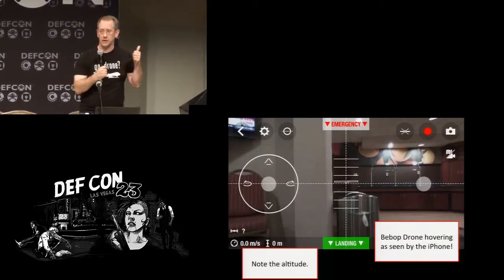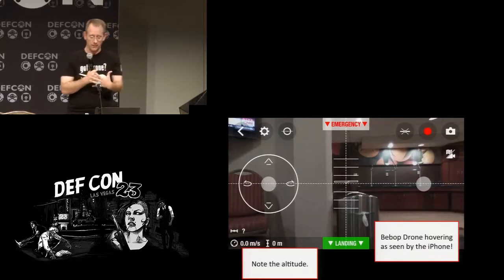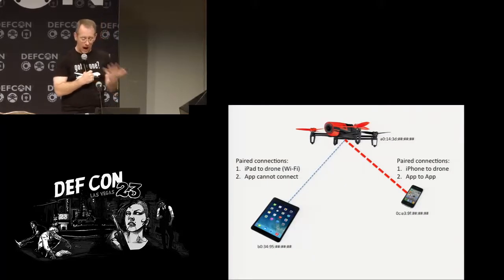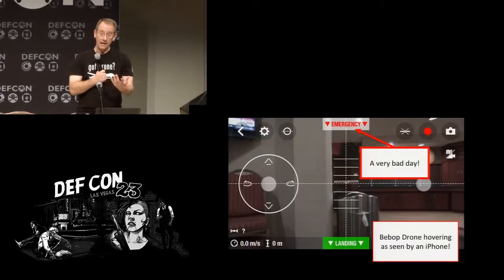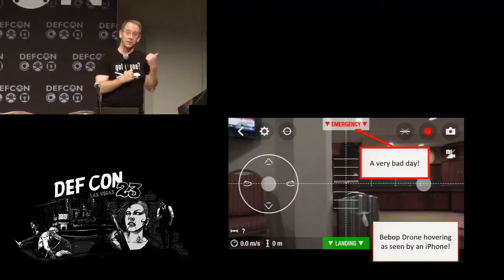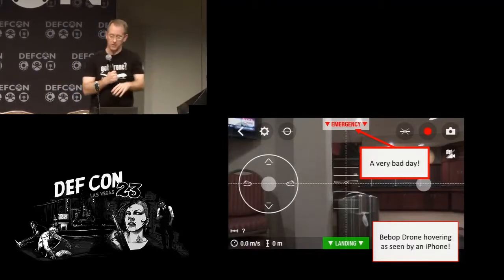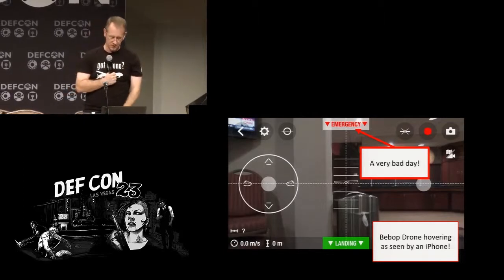Note the altitude though on this. It now thinks that is 0. The thing was 3 feet in the air. So it didn't get an update for that, which means I'm off and running and now I am the guy who is in charge of that drone and he can't do anything about it. If I click the button at the top that says emergency, that thing just falls from the sky and away as it goes, which I think is great.